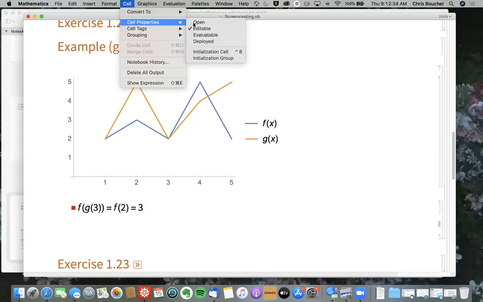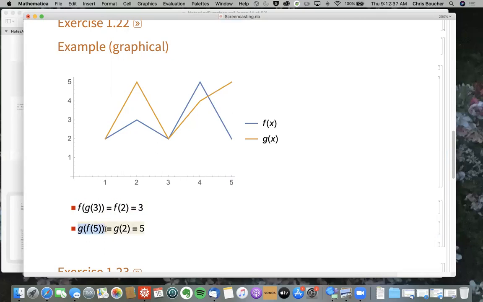A couple more along the same lines. How about g of f of 5? Start on the inside with f of 5. So I find the input 5 over here on the horizontal. And I'm evaluating f of 5, so I go up to the blue curve, which is that point right there. That looks like the output value 2. That's where the 2 comes from. And then I do g of 2. So I go to the input value 2, which is right here, and go up to the orange curve, which is here. And that's a height of 5. And that's where the 5 comes from.